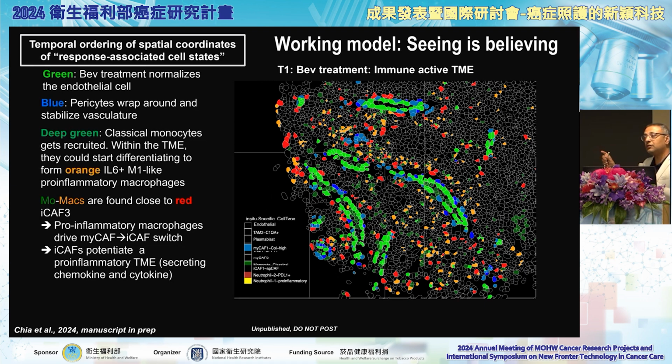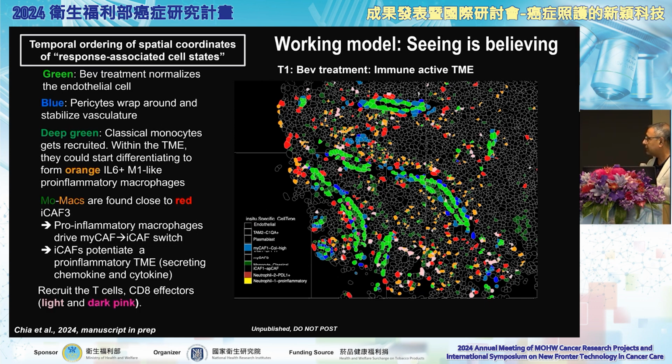And we can show that with specific interactions between these IL-6 positive macrophages and MyCAFs, there is a MyCAF to ICAF switch. So we think these macrophages are the ones that are responsible for the emergence of the ICAFs, which then can secrete a whole bunch of chemokines and cytokines, recruit the T cells, and the CD8s and CD4s come in. Also, a lot of B cell infiltration, which is associated with the super responders in this trial.